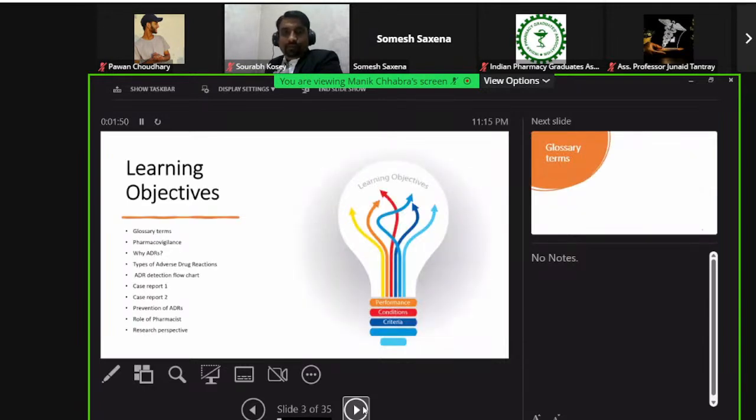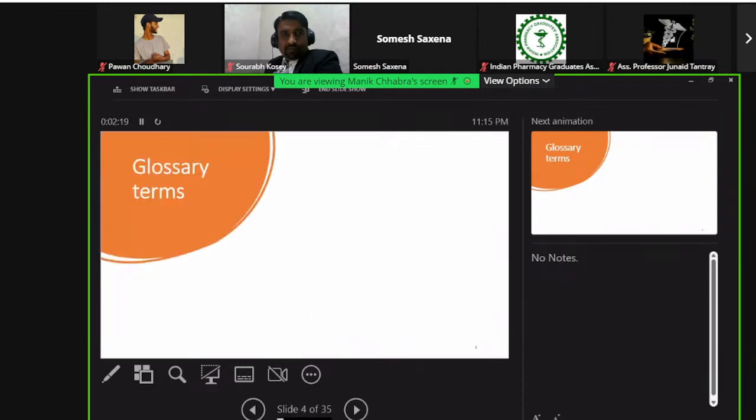The learning objectives for today's presentation: I'll give you a brief about the glossary terms before I dive into pharmacovigilance, then a brief about pharmacovigilance, why ADRs are important, types of adverse drug reactions, the ADR detection flowchart, then case report 1 and case report 2, just to give a glimpse for this workshop, then prevention of adverse drug reactions, the role of pharmacists, and research perspective. So glossary terms: these are terms I'll be using while walking you through the published case reports.